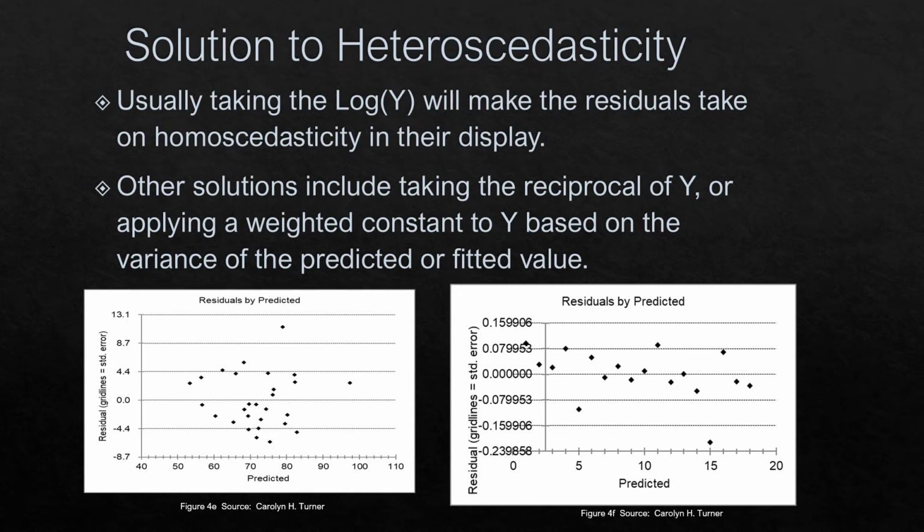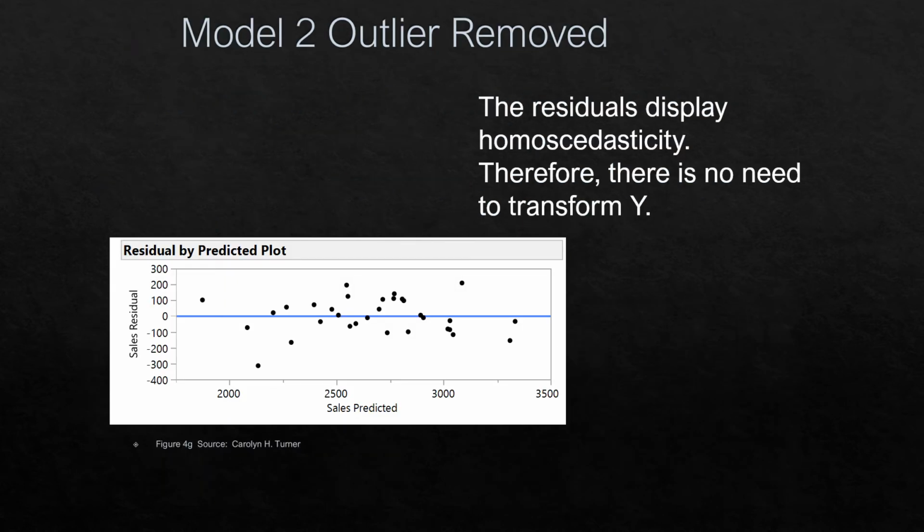And so on the right-hand side, when I transform y and rerun the model with that rather than the regular y, I get this more homoscedastic type of chart where I have more constant variation. This is the look we want on the right-hand side. So in this model 2, I've removed the outlier and I have homoscedasticity. This is what I want to see.